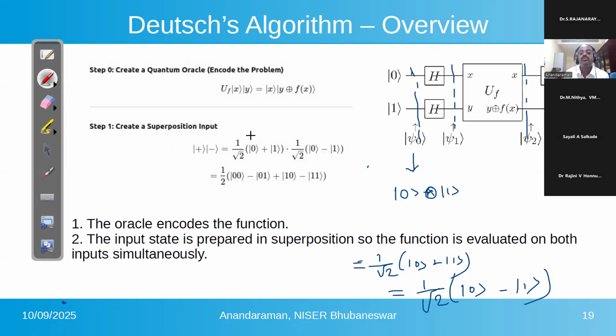X-axis is called plus or minus. So after applying the Hadamard gate, it becomes 1 by root 2 (ket 0 plus ket 1) tensor 1 by root 2 (ket 0 minus ket 1). Now we simplify: root 2 times root 2 becomes 2, so 1 by 2 of ket 00 minus ket 01 plus ket 10 minus ket 11. You understood this step? So after applying Hadamard gate, psi 1 becomes like this. Shall we move to the next slide?